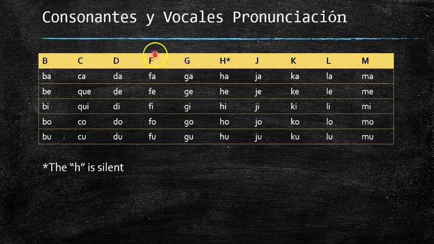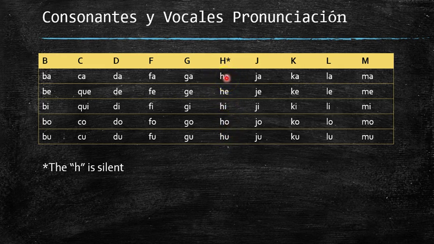F, fa, fe, fi, fo, fu. G, ga, ge, gi, go, gu. H. Okay, so as I mentioned, this is silent. So you will say A, E, I, O, U.